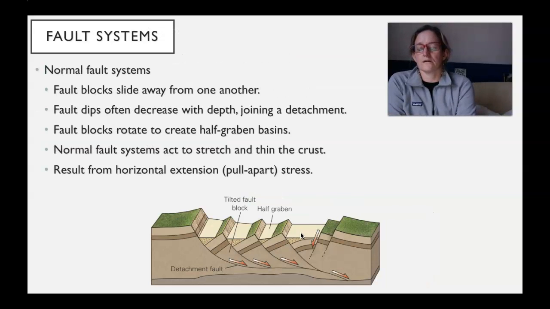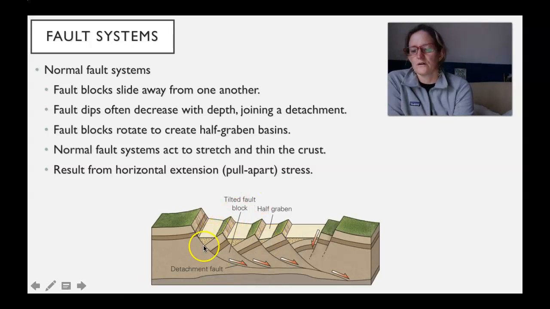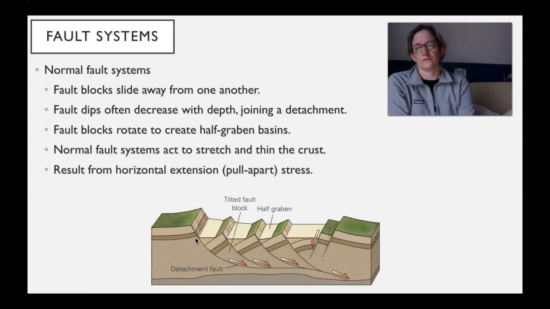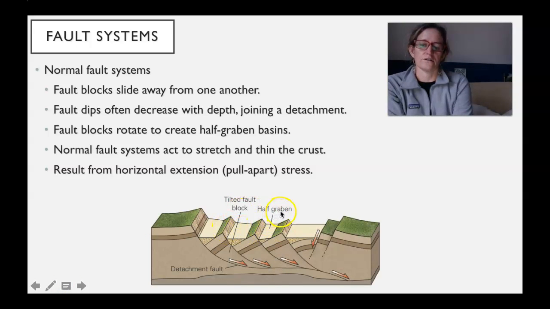A fault system can also be made of normal faults. This would be the case where we have extension. So there's a normal fault, and there are 1, 2, 3, 4, 5, 6 normal faults in here. The crust is thinning, so it's thick here, thin here, and those are all also going to be grounded in one big detachment fault. This kind of geology is called horst and graben geology, and those happen in extension.